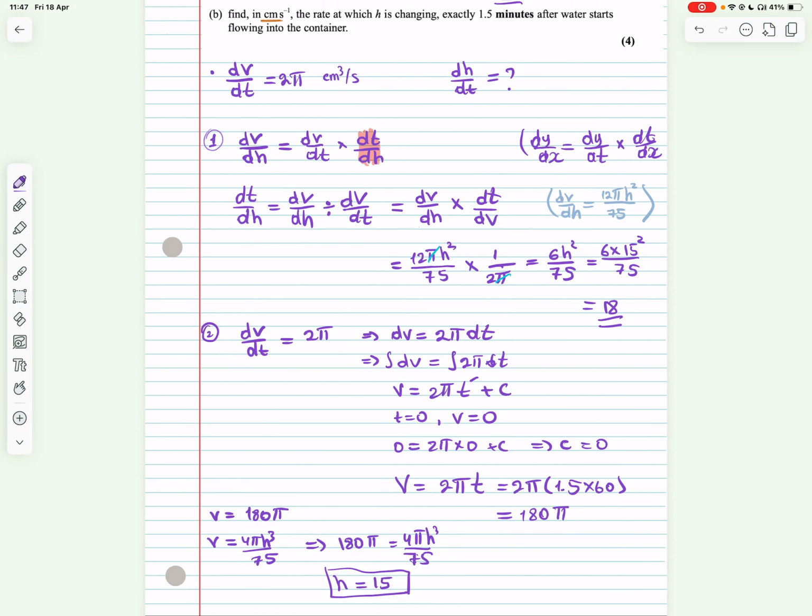But don't forget that what you found over here is dt over dh. So you are looking to find dh over dt. So that is going to be 1 over 18, just the reciprocal of that, centimeters per second, or you can write it as seconds to the power of -1. So that's going to be your final answer.